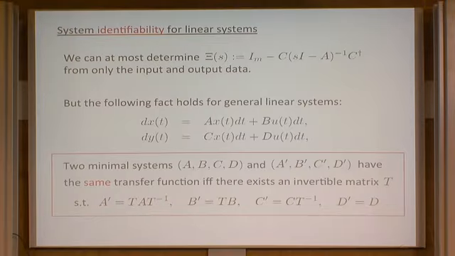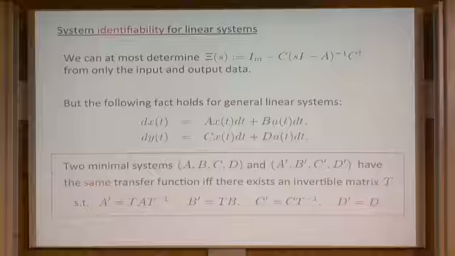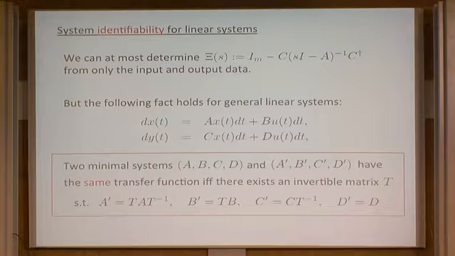Okay, so what is system identifiability? I guess we can at most determine the transfer function from only the input and output data. But a very important fact is that for the general linear system, the most general linear system, with ABCD matrices that we want to estimate, this theorem says two minimal systems, ABCD and A prime, B prime, C prime, D prime, different matrices, have the same transfer function if and only if there exists an invertible matrix T connecting those four matrices.